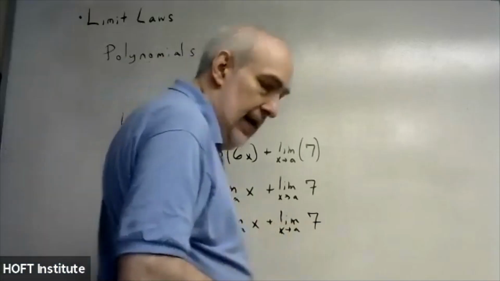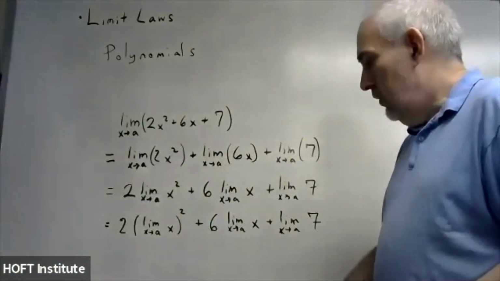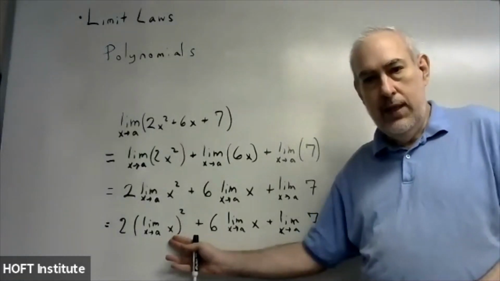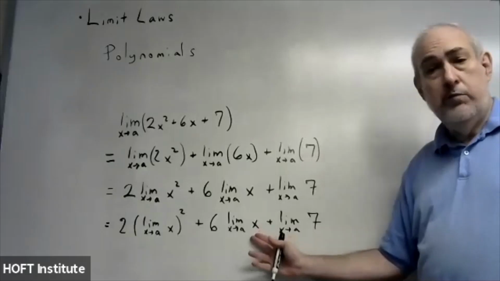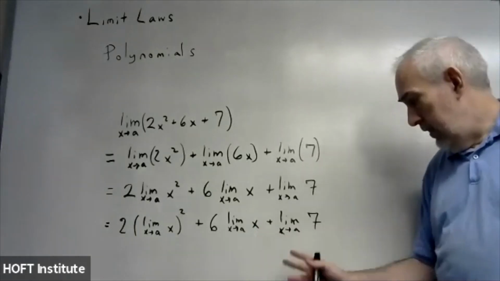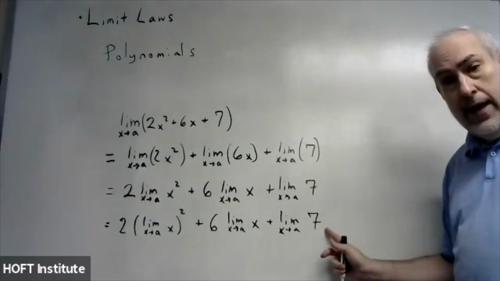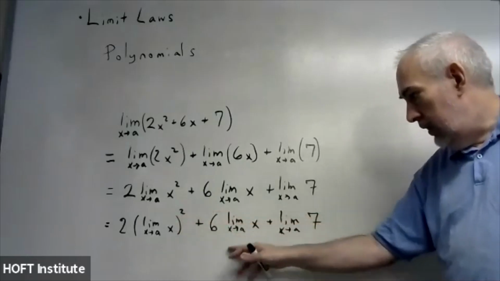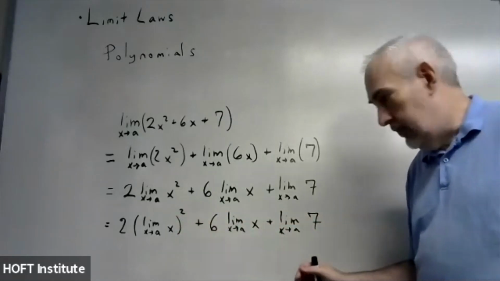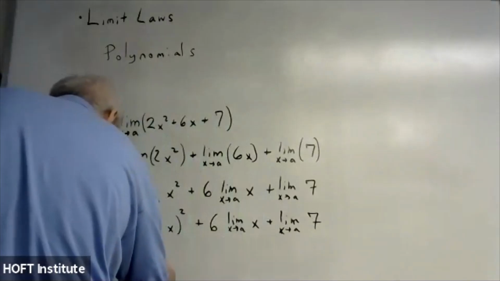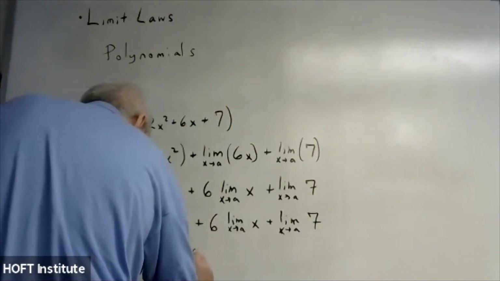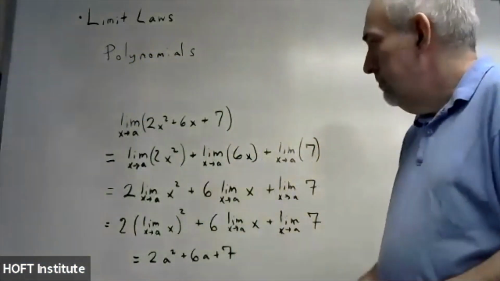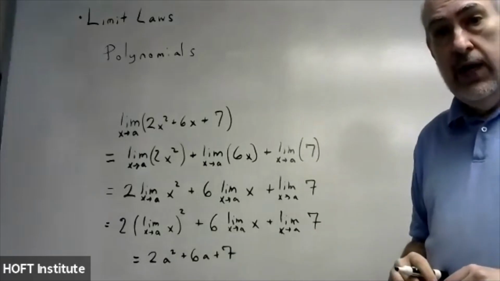Okay, so now to the very last step. Using the very first two limit rules that I gave you, the limit as x approaches a of x is just going to be a. Limit as x approaches a of x, once again, a. Limit as x approaches a of a constant is that constant. So this is going to go to a and become squared, so you get 2a squared, and then 6 times a plus 7. So we wind up with 2a squared plus 6a plus 7. And we didn't even have to know the value of a.